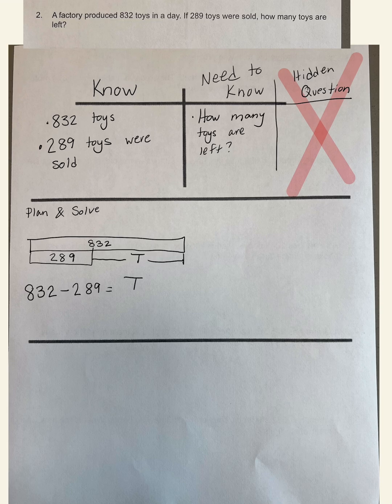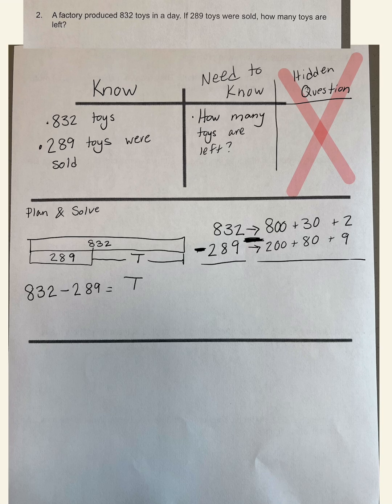All right, so I figured out what I know and what I needed to know. I made a plan. Now we get to solve. All right, so in my solving, that's all you do is you solve. So I'm going to choose to do my solving using my place value strategy. So that's when I do 832 minus 289. All right, and then I expand them out. So that becomes 800 plus 30 plus 2. And then this becomes 200 plus 80 plus 9. And I have to remember my big action. I already have it right here, but I am subtracting. I'm not adding them together. I am subtracting.